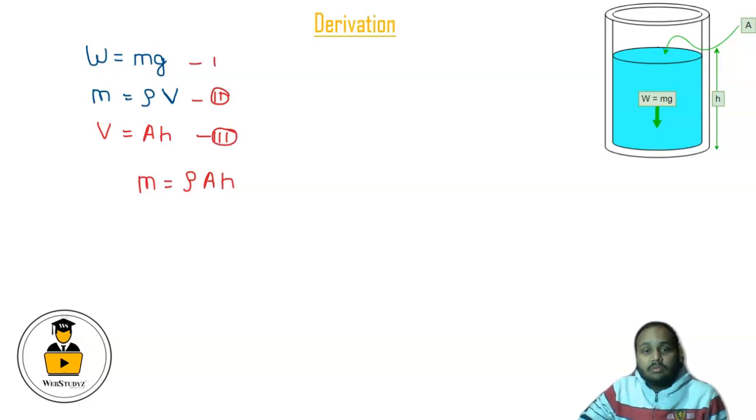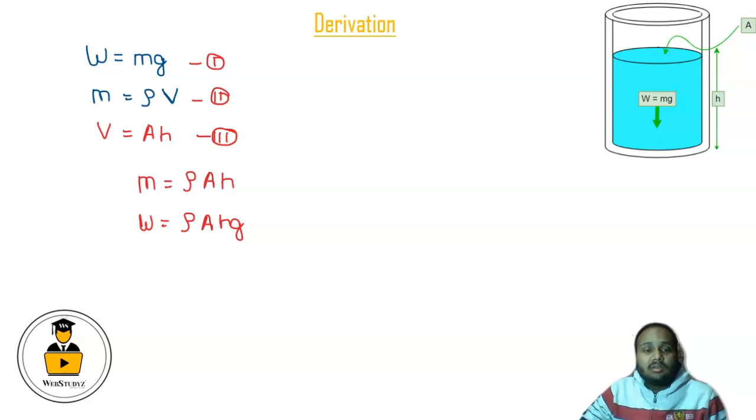This will be our equation 1. So we have done this. Now from equation 1 we can write that weight is equal to mg. So it will be equal to rho into A into H into G.